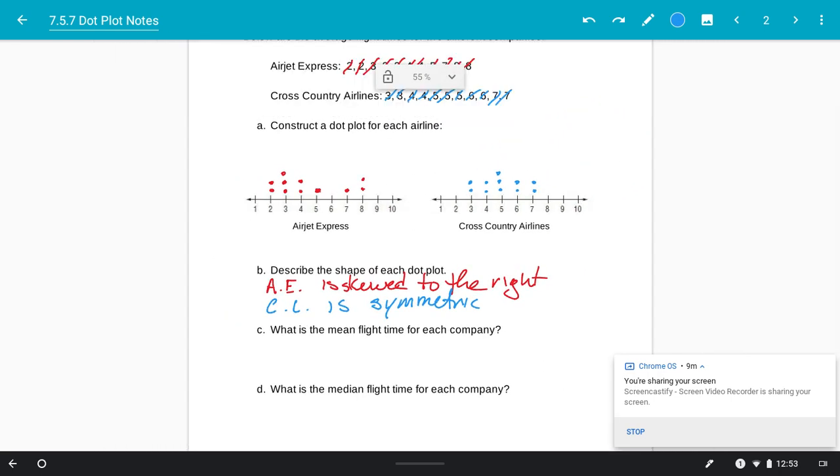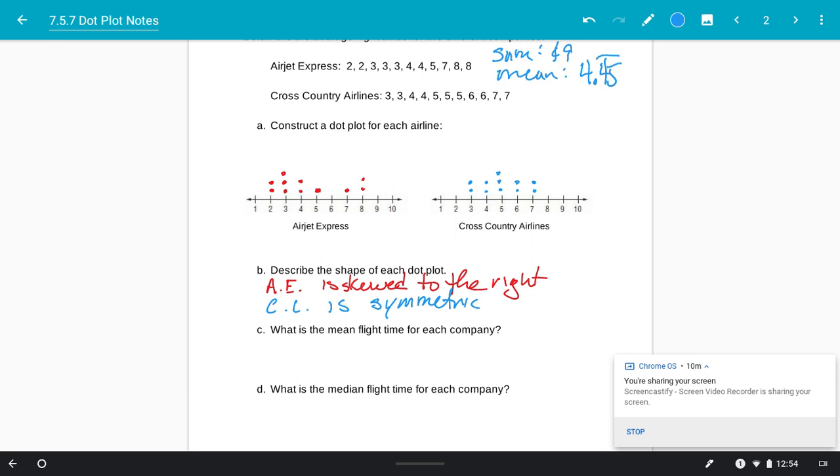So I would have used the data from back up top here, and for the mean, added all of those up and then divided by the number of numbers. So here I'm going to be adding up 2 plus 2 plus 3 plus 3 plus 3 plus 4 plus 4 plus 5 plus 7 plus 8 plus 8. And so we're going to get a sum of 49. And then I have 1, 2, 3, 4, 5, 6, 7, 8, 9, 10, 11 data values. So our mean is going to be 49 divided by 11. So we have a mean of about 4.45 repeating.